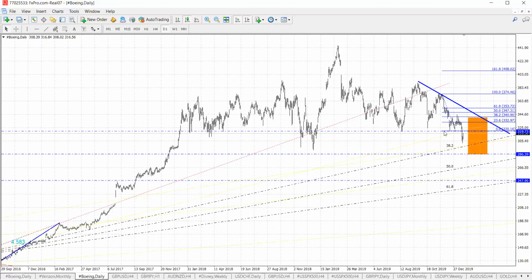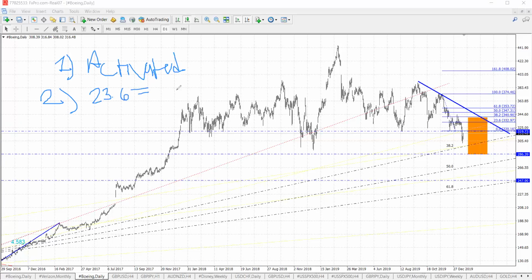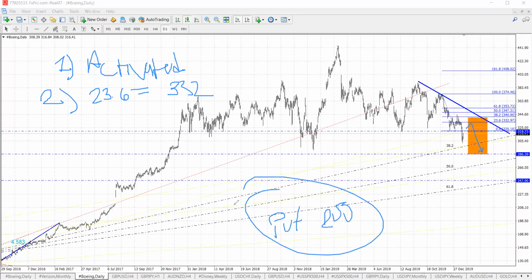Now, since the Fibonacci crossed to the downside, the 0.0 level, remember, it's activated. Officially, it's bearish. Now, what we want to do is make sure that it's not bouncing higher. There's no close and open above 23.6%, which equals 332. So it may surprise others, but it shouldn't surprise you at all. And once we hit here, then that Boeing put 250 has room to go and has money to be made.